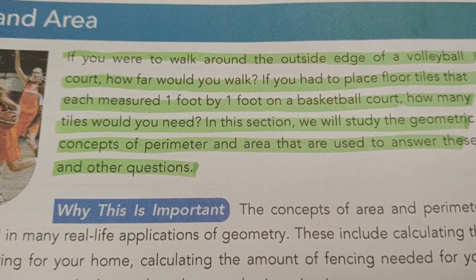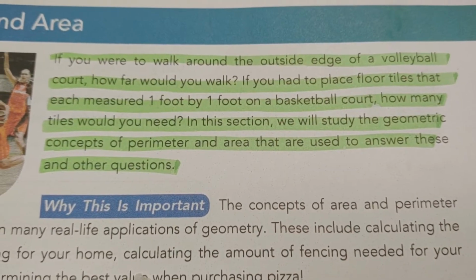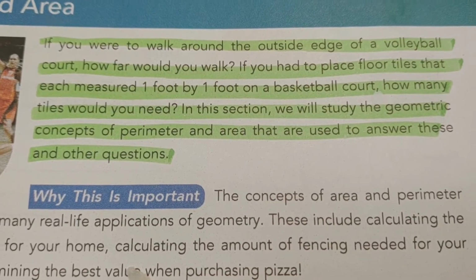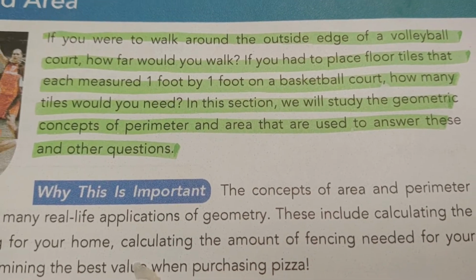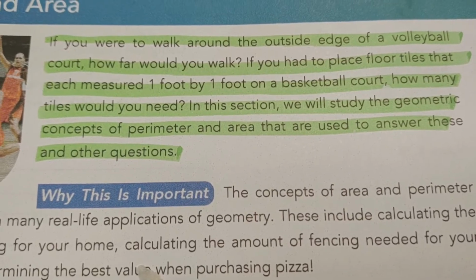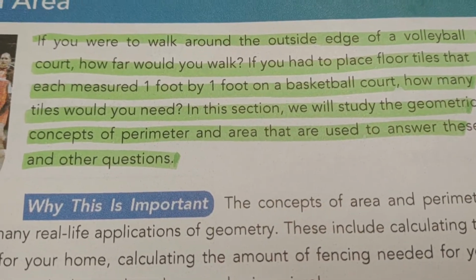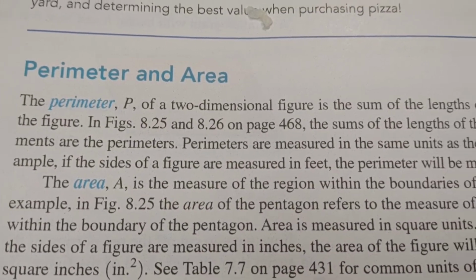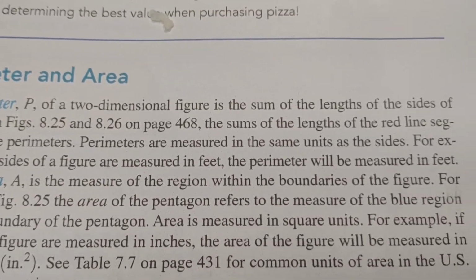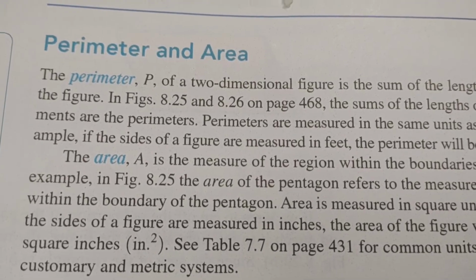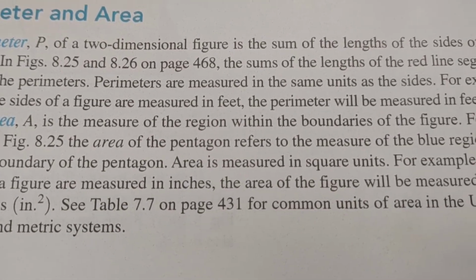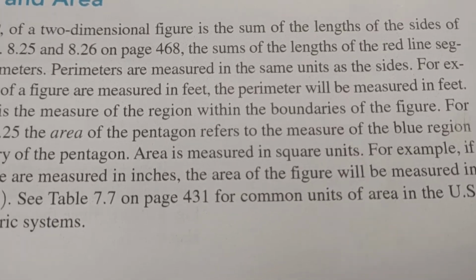In this section, we will study the geometric concepts of perimeter, which is the distance around, and area, which is the amount of space inside. The definition of perimeter of a two-dimensional figure is the sum of the lengths of the sides of the figure. Area is the measure of the region within the boundaries of the figure.